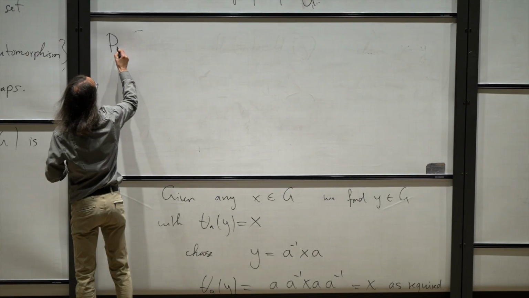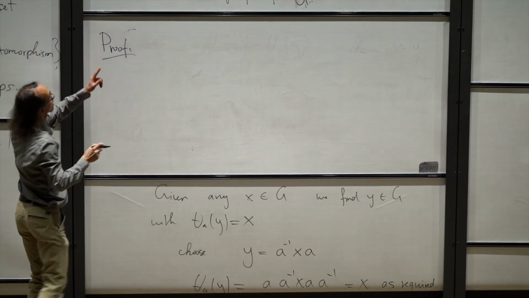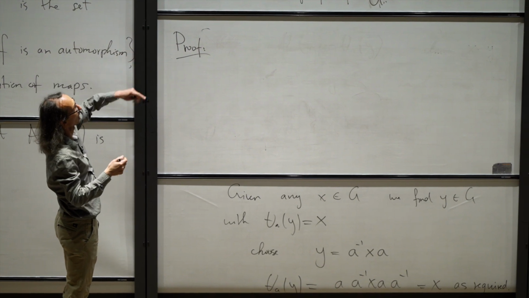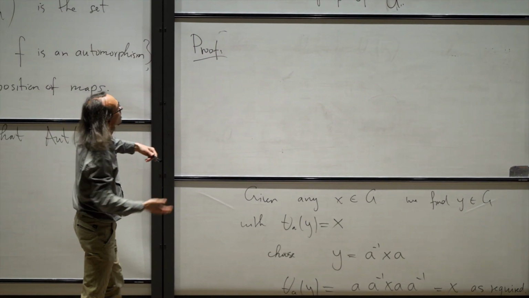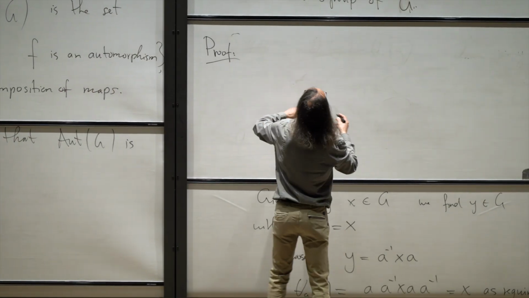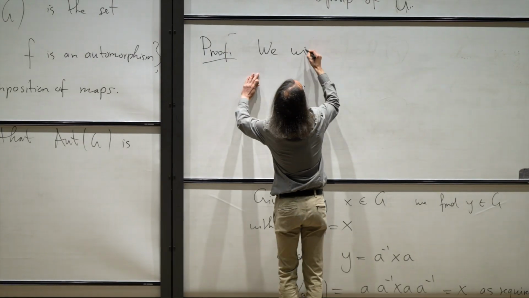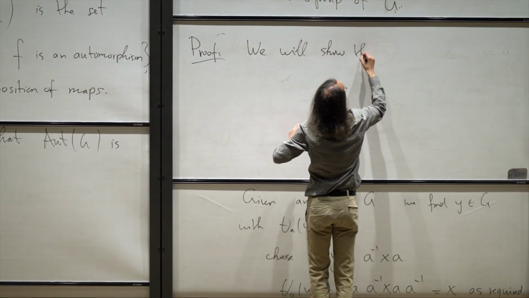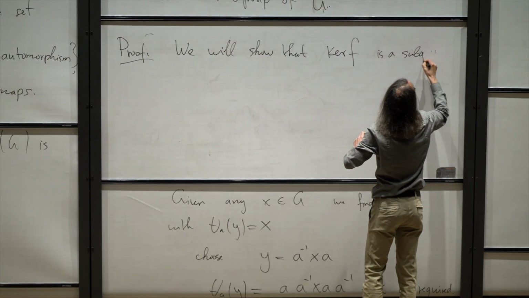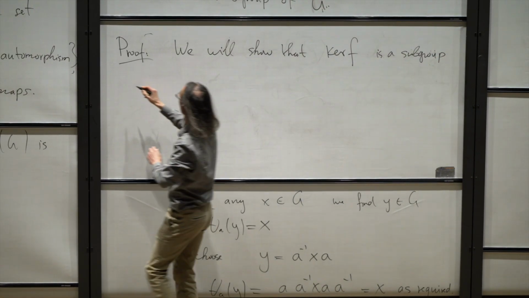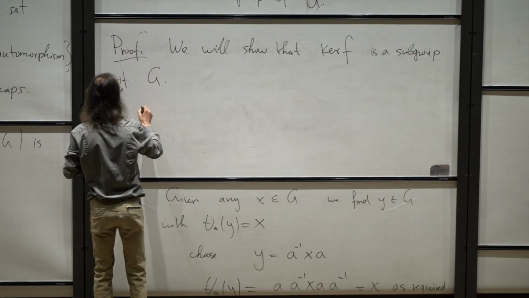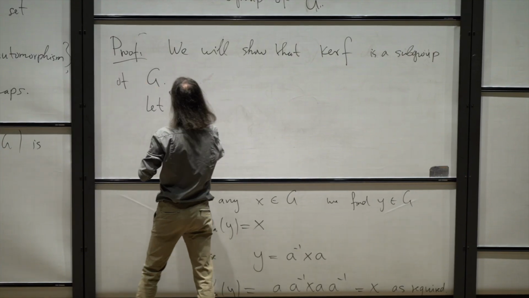Proof. I will prove that the kernel of F is a subgroup of G and leave the image of F being a subgroup of H for you as an exercise. It's entirely similar to the argument for vector spaces. So we will prove that the kernel of F is a subgroup of G. Okay, so we're going to use the subgroup test.